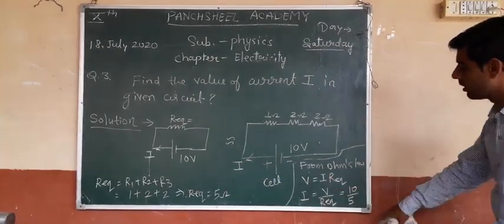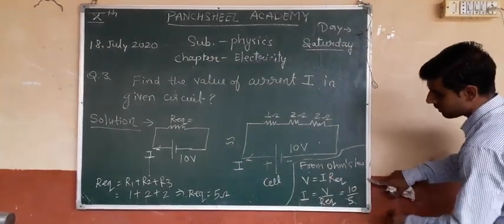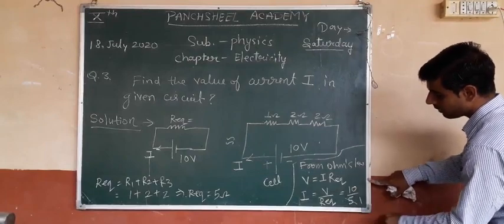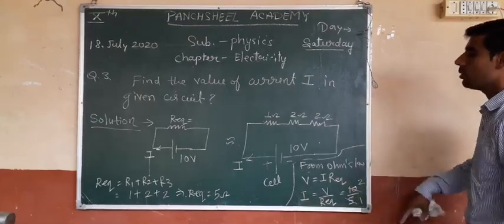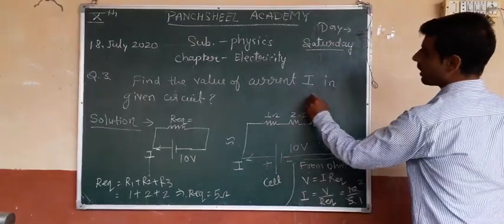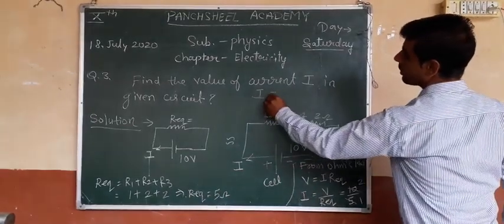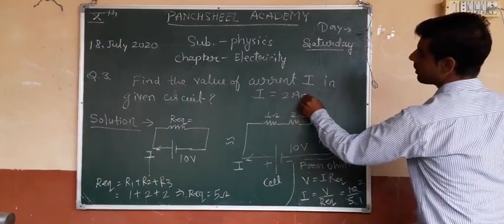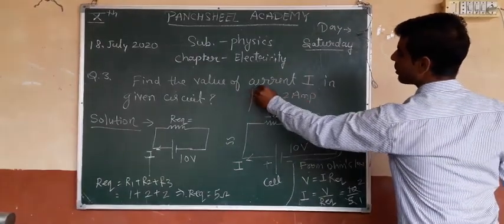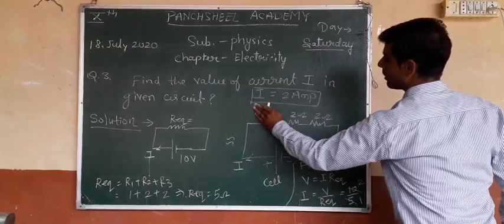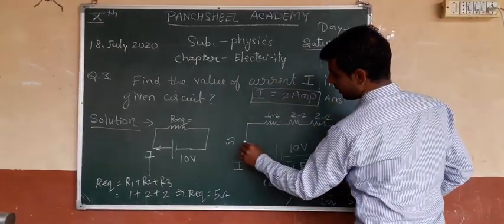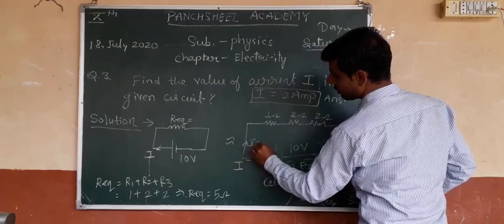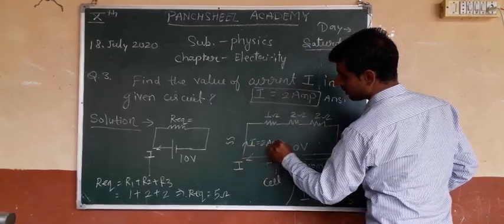So cancel, 5 ones are 5 and 5 twos are 10. So what is the value of I? I equals 2 ampere. This is our answer right here. I equals 2 ampere.